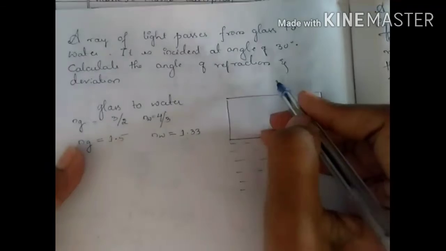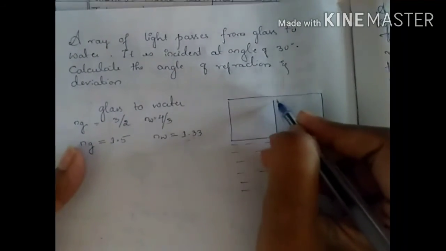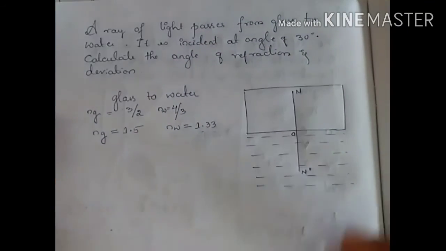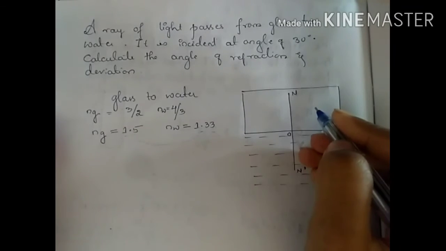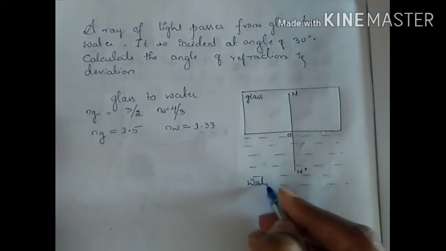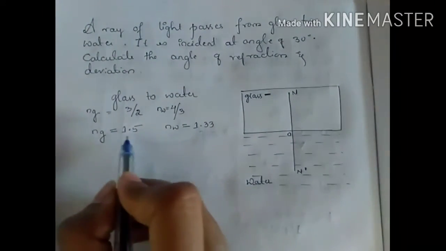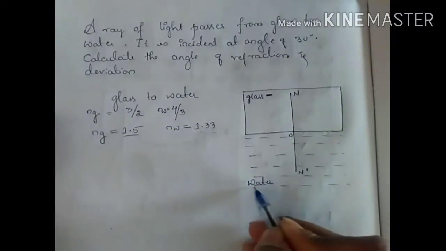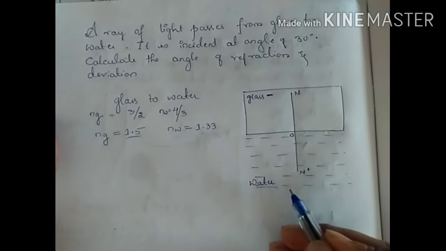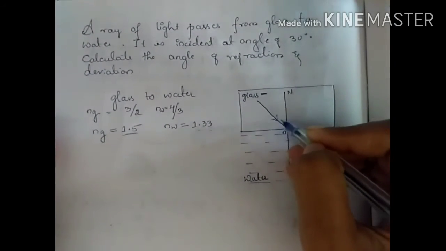So let us draw the normal to the surface, NO'. Now here, what is this? This is glass, here is water. So the refractive index of the glass is known to us, that is 1.5, and the refractive index of water is 1.33. So here the light is incident at an angle 30 degree.